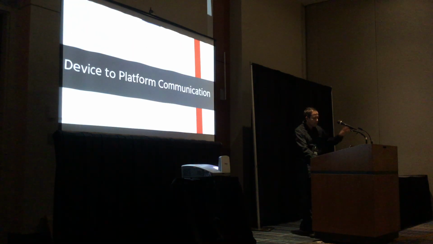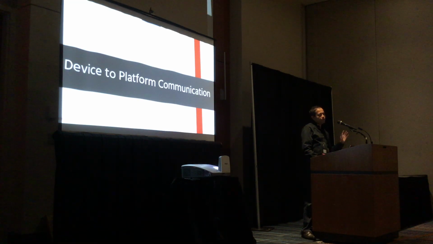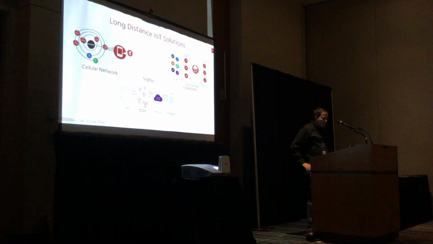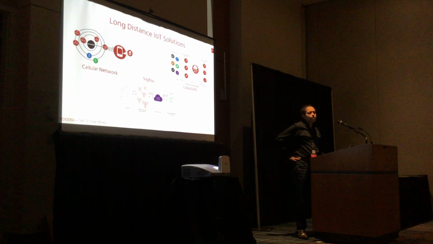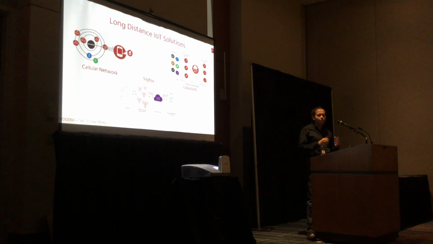So now let's talk more about the device to platform communication, how the different types of devices using different RF technologies communicate with the platform. Let's start with the long distance IoT solutions. The most popular one is the cellular network. Any device which gets connected to the cellular network becomes mobile, any IoT device. There are plenty of different cellular technologies out there. I'll not talk about 2G anymore, it's almost obsolete. But 3G, 4G, or different varieties of LTE.